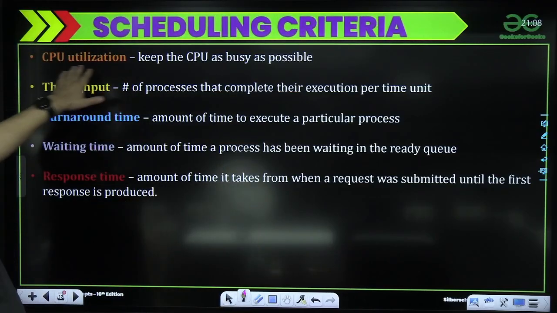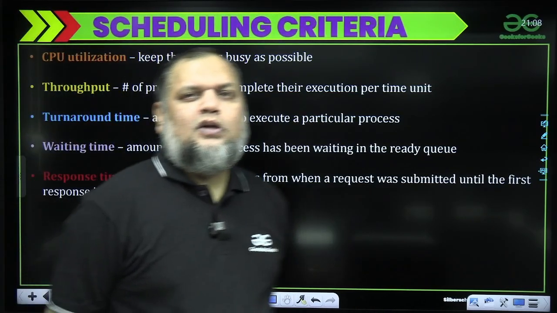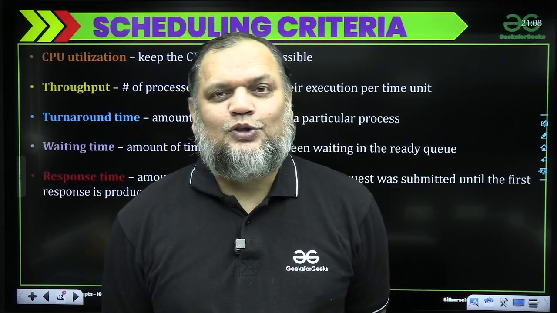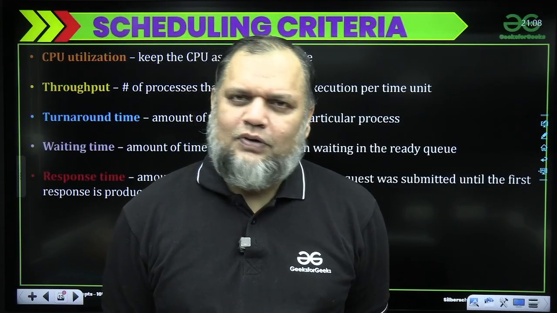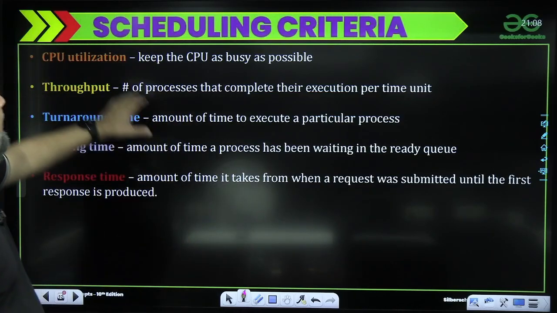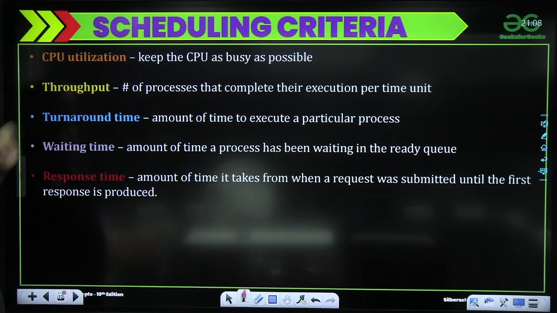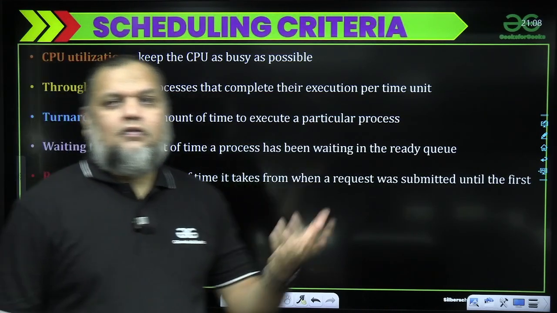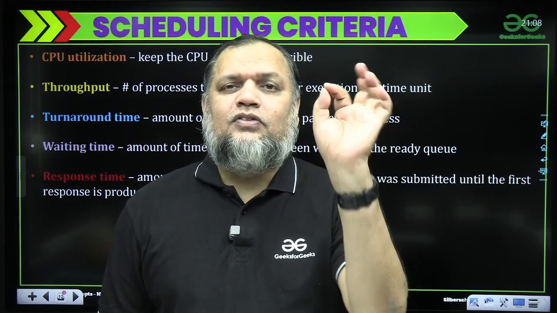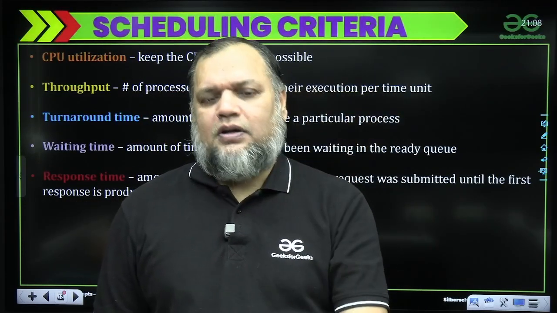The first criterion is CPU utilization. A good, optimal scheduler is one that keeps the processor busy most of the time. Is it not? That's very obvious, very common sense. And maximizing CPU utilization would result invariably in what? Invariably in increasing the throughput. Sir, what is throughput? Please remember, throughput is the number of processes completed per unit time.